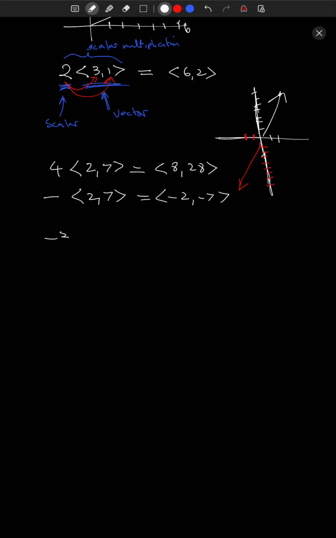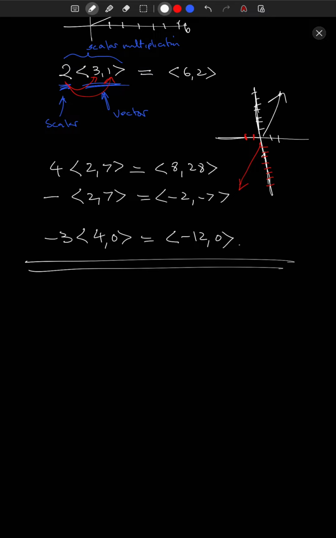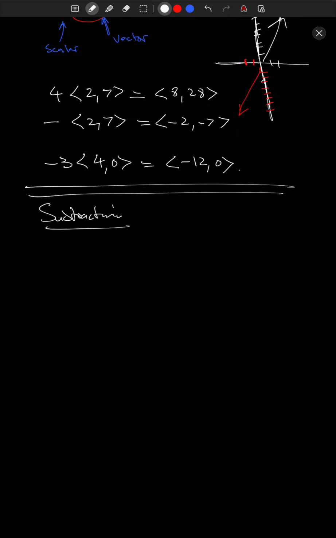Okay, and of course, minus 3 times 4 comma 0 is minus 12 comma 0. All right, so scalar multiplication is very simple. Okay, what about subtraction then? Well, again, we don't really have to talk about it because if you have addition and scalar multiplication, then you have subtraction, 3 comma 1 minus 2 comma 10.